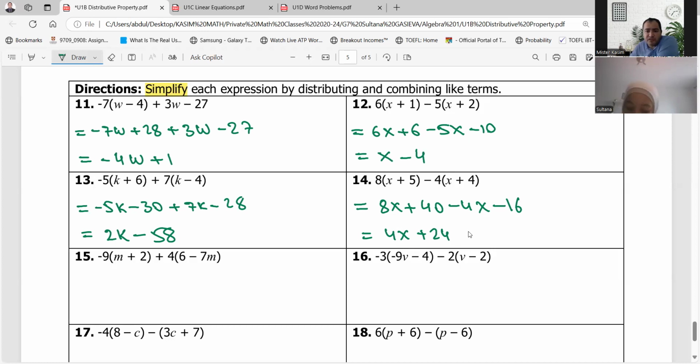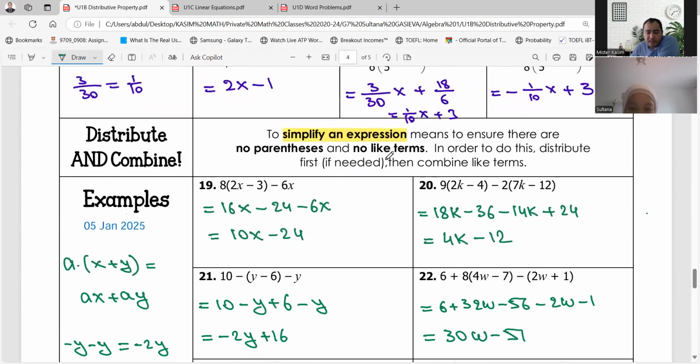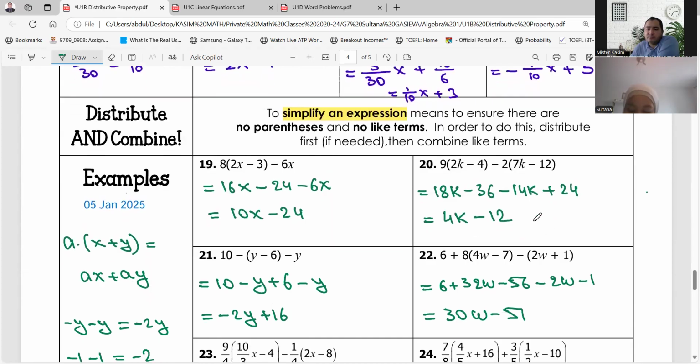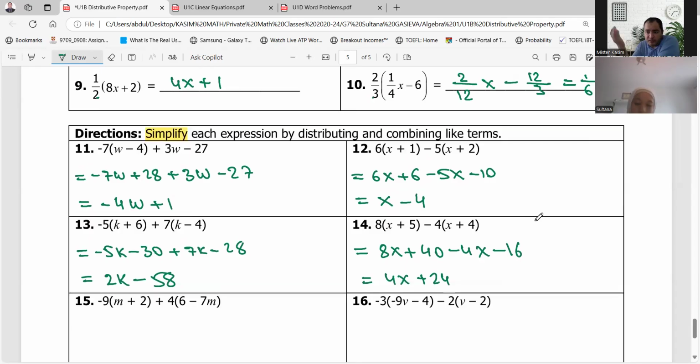What we just read here: simplifying means opening parentheses and combining like terms. You should understand the question. Simplify means you should open parentheses and combine like terms. It's not an equation. I follow the like terms part correctly for simplifying, but I keep getting confused with the negative and the minus. Okay, we will practice next time.